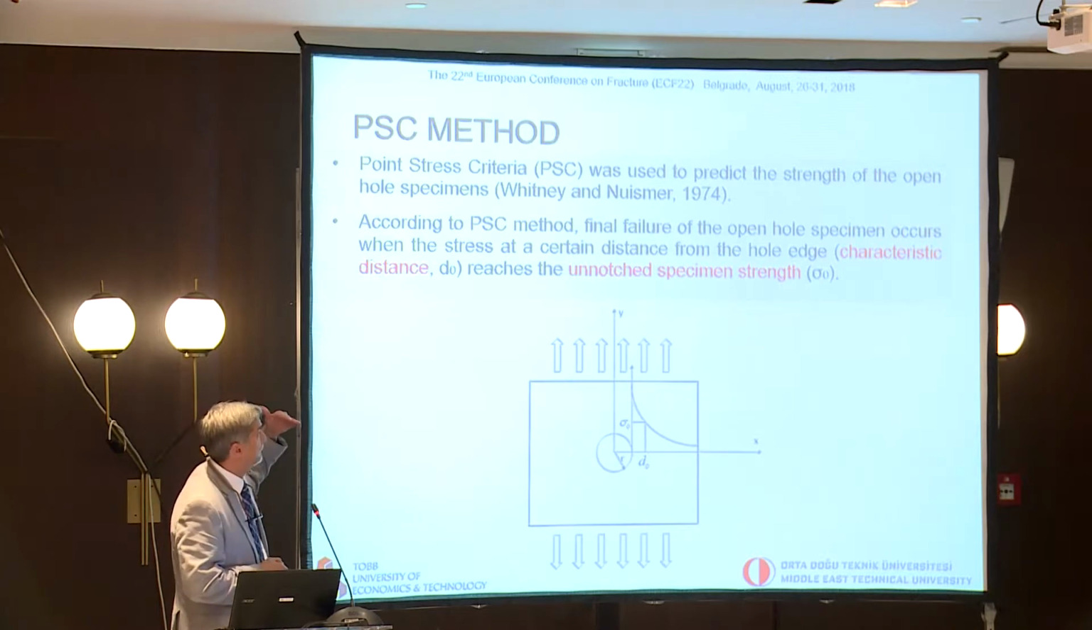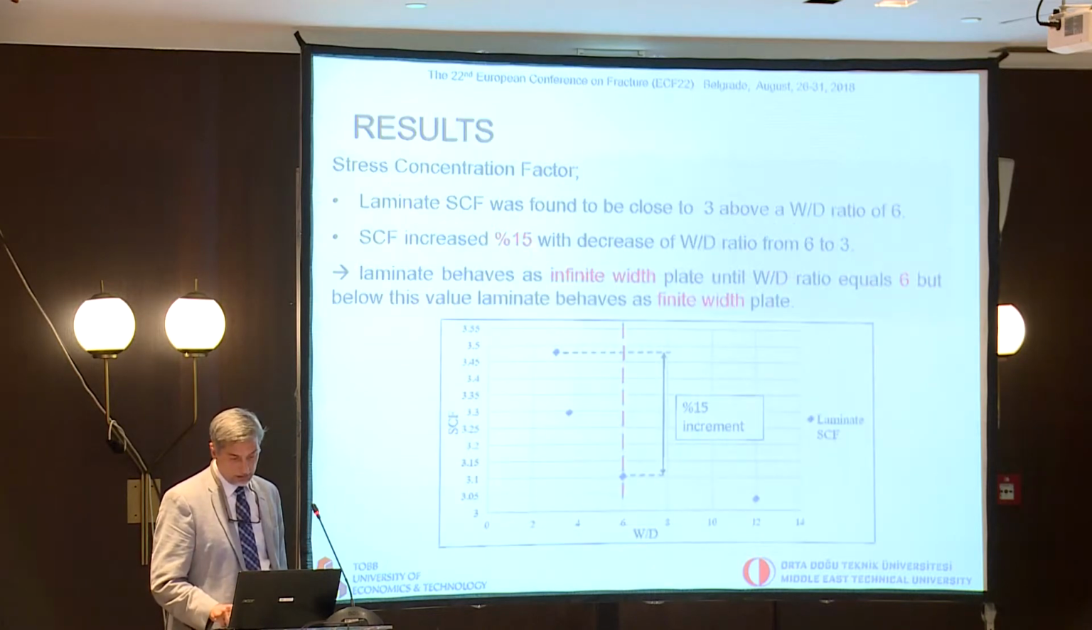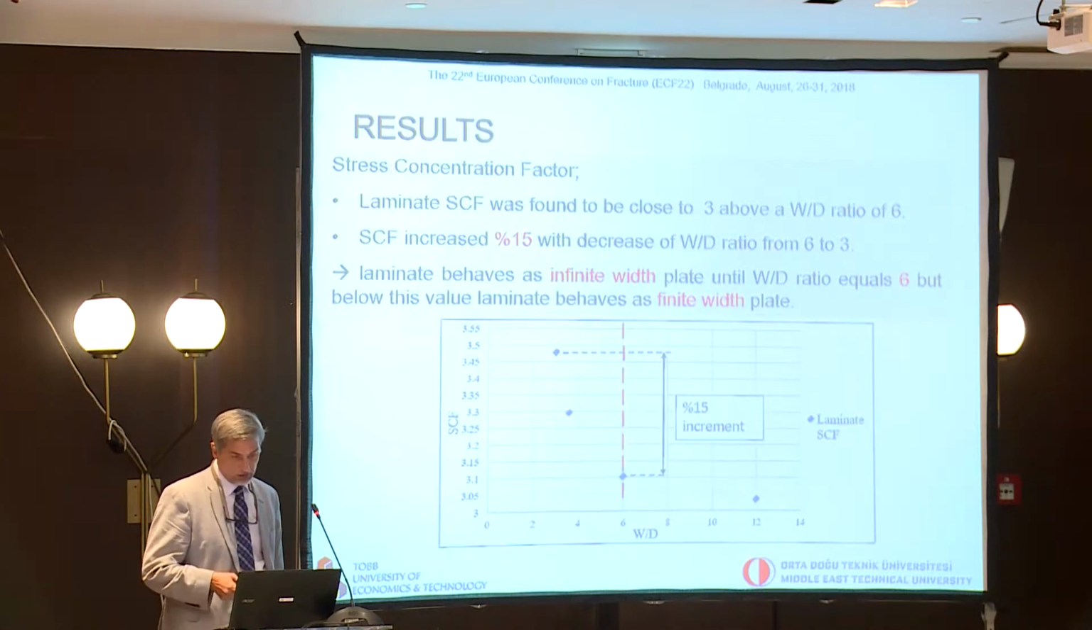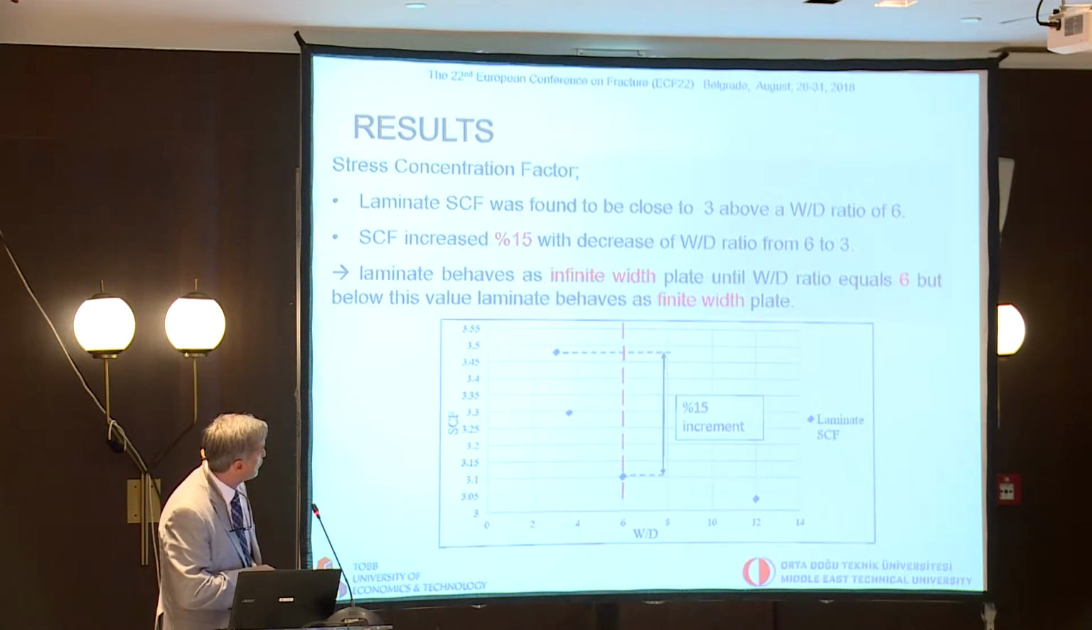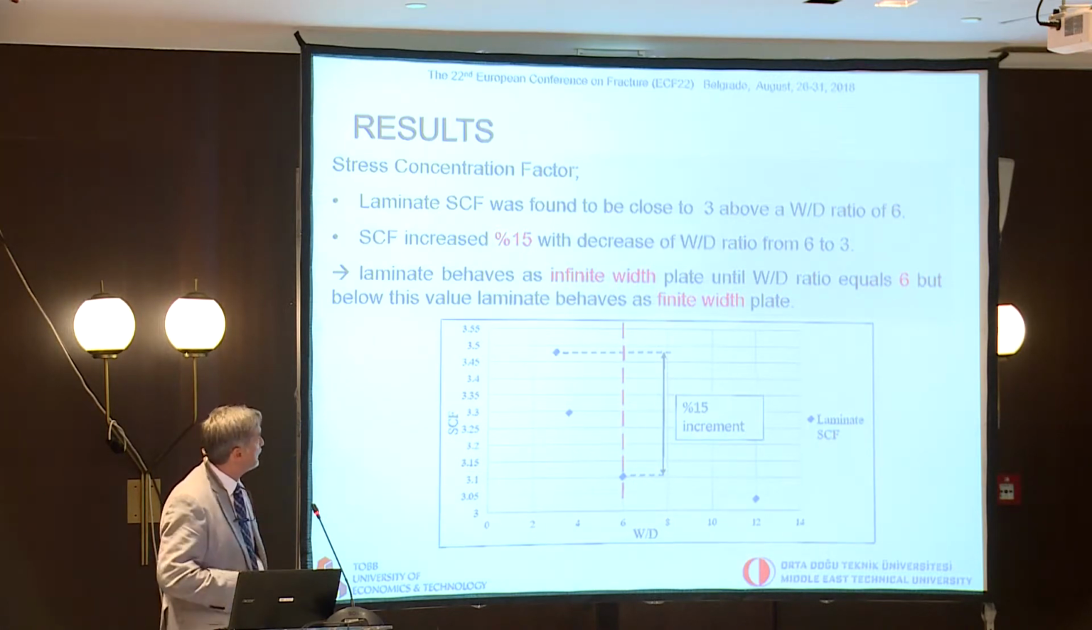So we determine the total average stress based on this for each case. So we need the unnotched specimen strength for this, which we have determined. And when we look at finite element analysis for different W over D ratios, the stress concentration factor, as we reduce W over D, goes from 3, which is our standard stress concentration factor for a hole, and rises significantly. So the laminate behaves as an infinite width plate until W over D equals 6, but below this value, the laminate behaves as a finite width plate.